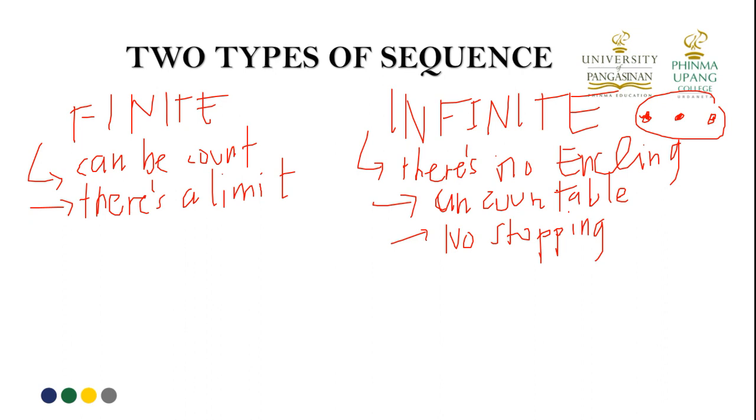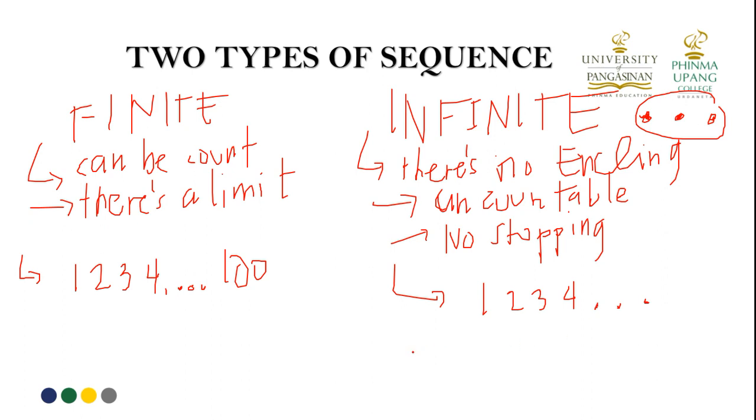So we have the definition of the two. Now, can you give me an example? Anyone? Yes, Irish. Sa finite po, 1, 2, 3 to 100. Tapos how about infinite? Sa infinite po, 1, 2, 3, 4, tas ellipsis po. Okay, 1, 2, 3, 4, ellipsis. Thank you so much.